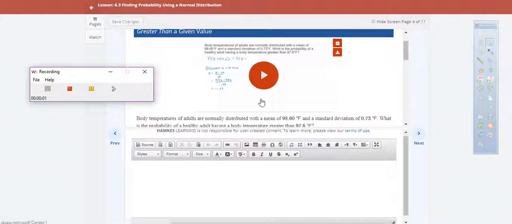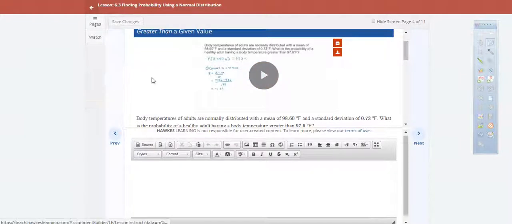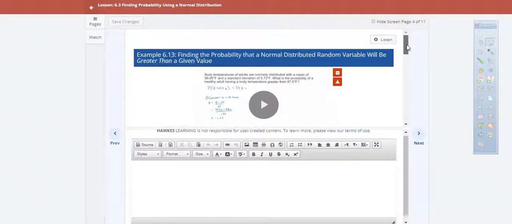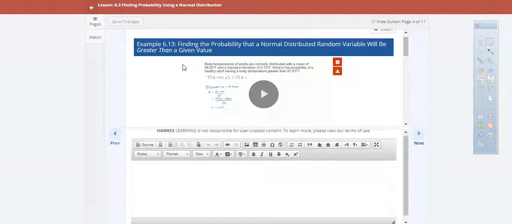Alright, so here we go again. This time, instead of looking at less than, we're going to be looking at greater than. So this is the next page, page 4 of the notes. And like I said, we're looking at greater than, and then we just have a slight twist. It's the same process. Everything goes exactly the same.